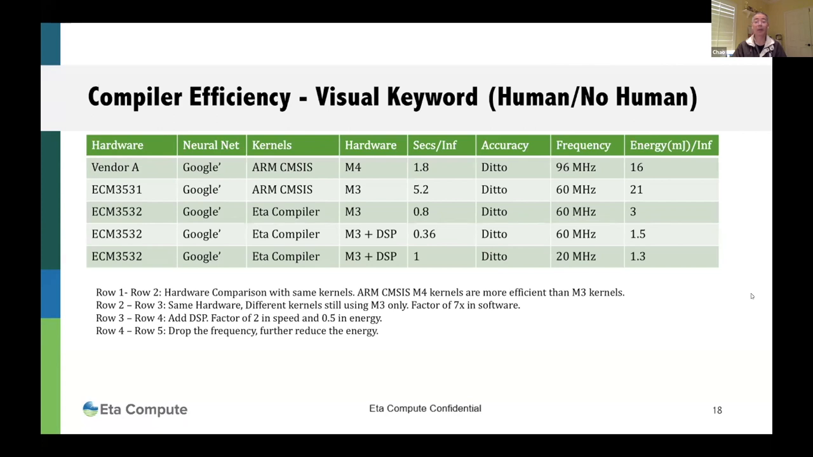We can run about 1 second per inference, or maybe 5 seconds per inference, depending on the speed we are running. And for the energy, we can see that based on this compiler versus some other vendors, we get more than 10x energy efficiency with this compiler running on this type of device.